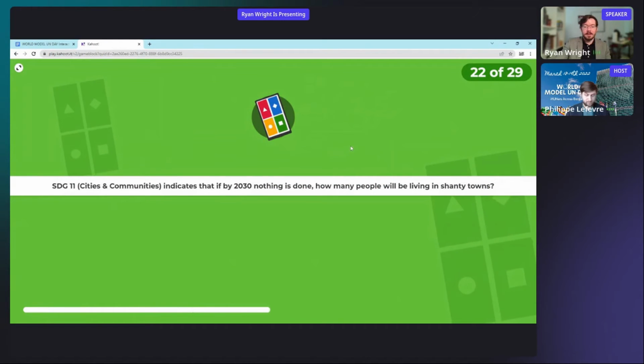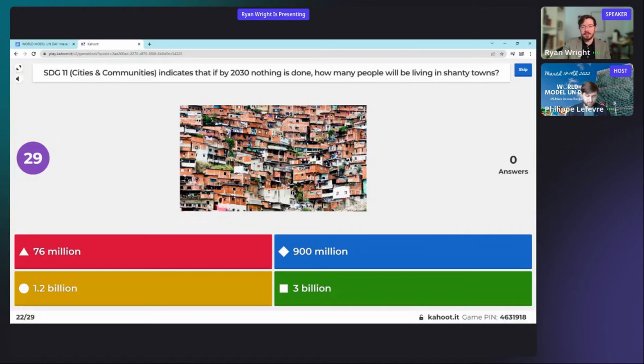SDG 11 indicates that if by 2030 nothing is done, how many people will be living in shanty towns? With an excellent picture of what a shanty town is right there. So we got 76 million, 900 million, 1.2 billion, or 3 billion. It better not be 3 billion.